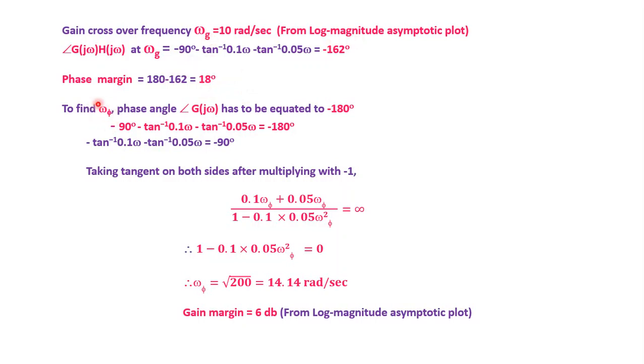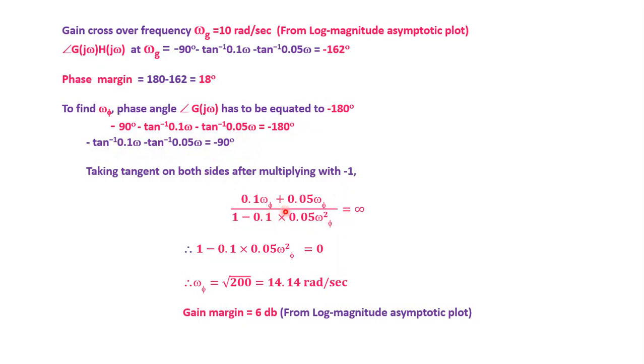Then we want phase crossover frequency to determine the gain margin. For that, the phase angle expression should be equated to minus 180 degree. This is the phase angle expression. I have equated it to minus 180 degree. So this minus 90, when it goes to the other side, it is minus 180 plus 90, minus 90, multiplying throughout by minus 1, then taking tangent, tan of a plus b formula, tan a plus tan b by 1 minus tan a tan b.